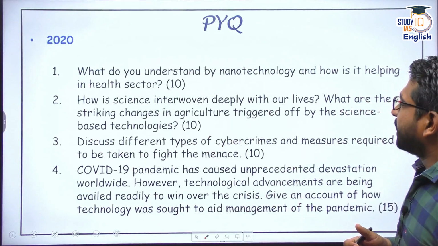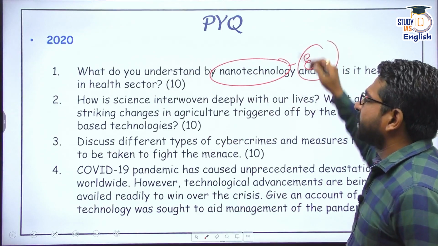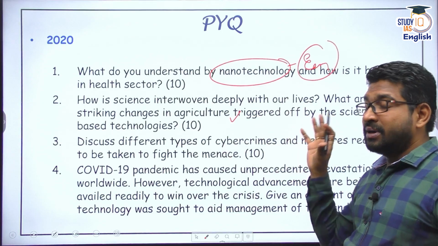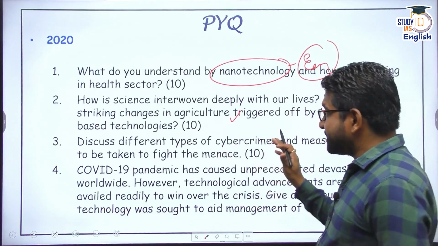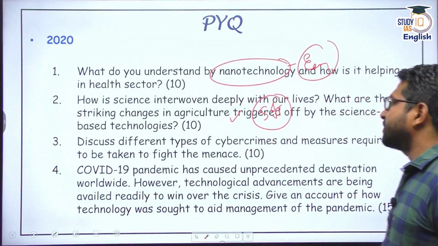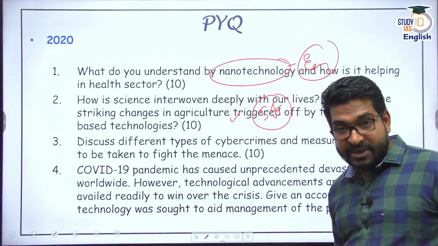In 2020, again, this was a very easy question. Nanotechnology, I would say easy. This is a very basic question without any sort of preparation. Even a non-aspirant can write this. This is a very generic question connected to S&T. It says, how is science interwoven deeply with our lives? This I call a freebie from UPSC.